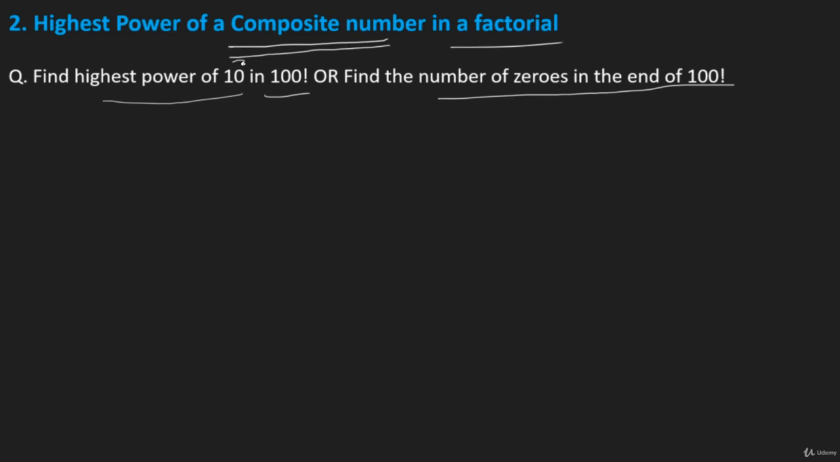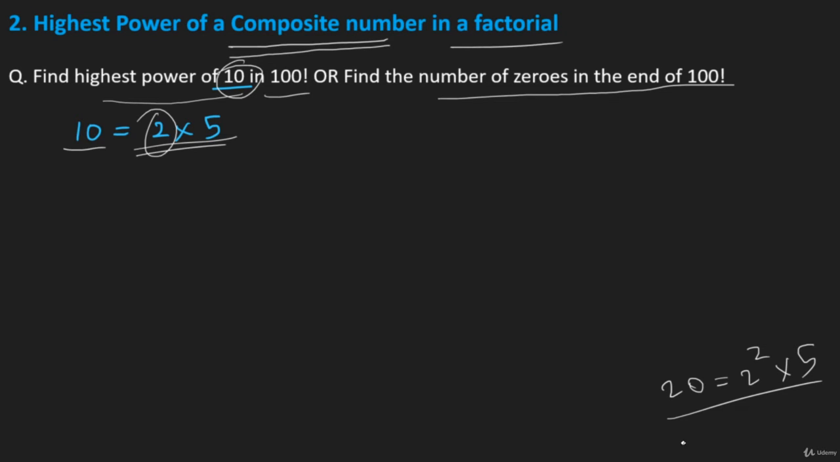Alright, now over here the composite number given is 10. Now 10 is equal to 2 into 5. So we need to write the given composite number as a product of prime numbers, right? In case it's 4, you would have written it as 2 square. In case the question was for 20, you would have written 20 as 2 square into 5. Alright, so we prime factorize the given composite number. Now after doing this, let's find out how many 2's and how many 5's are there in 100 factorial.